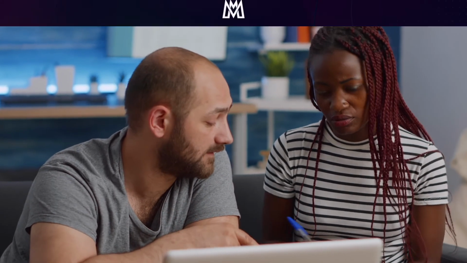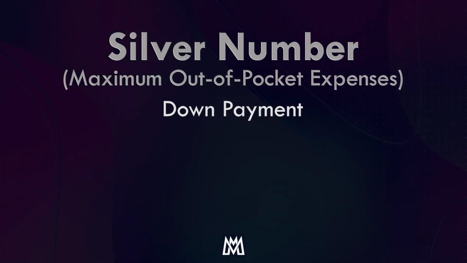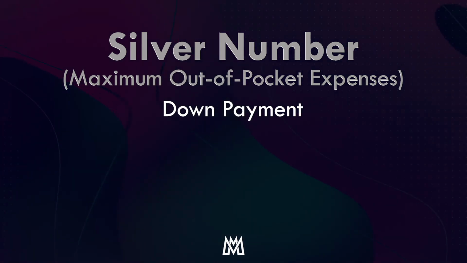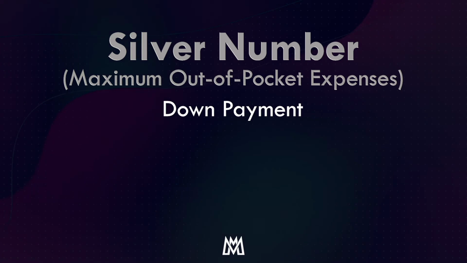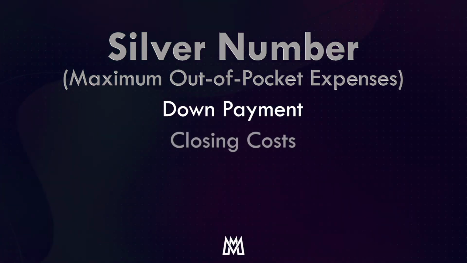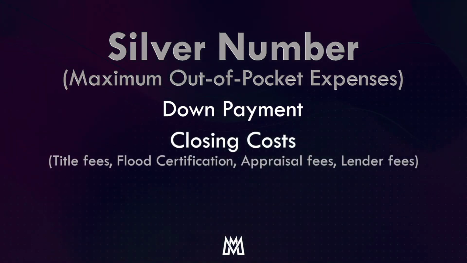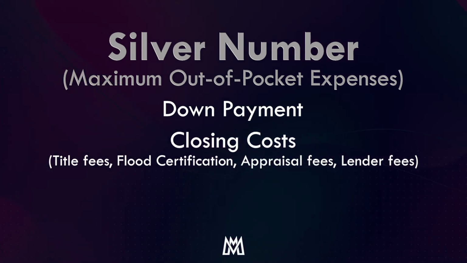In order to get to your silver number, we not only have to consider down payment, we also have to consider all the other fees that are associated with a real estate transaction. We call these closing costs. Closing costs are going to be things like title fees, flood certs, appraisal fees, lender fees. Make sure you're checking into this because each state or individual property may vary on what the closing costs will be, so you know exactly what you're bringing to closing.